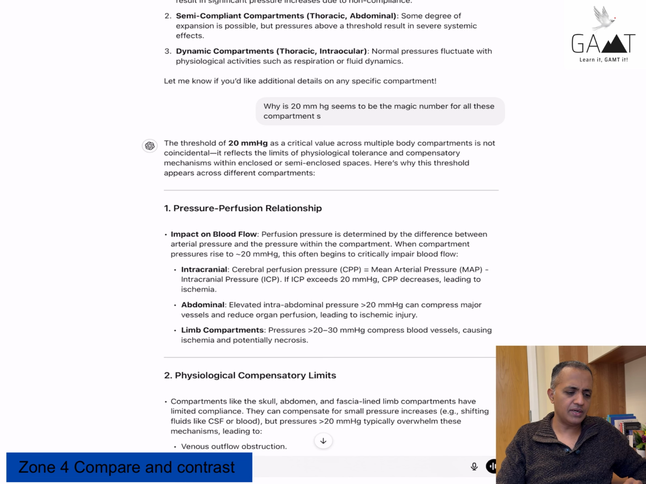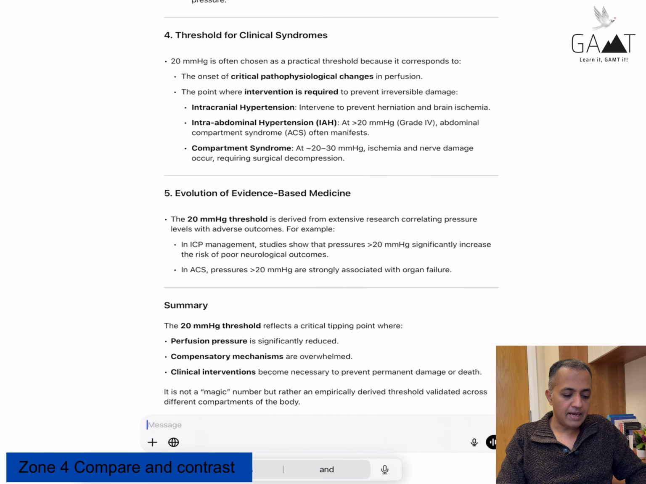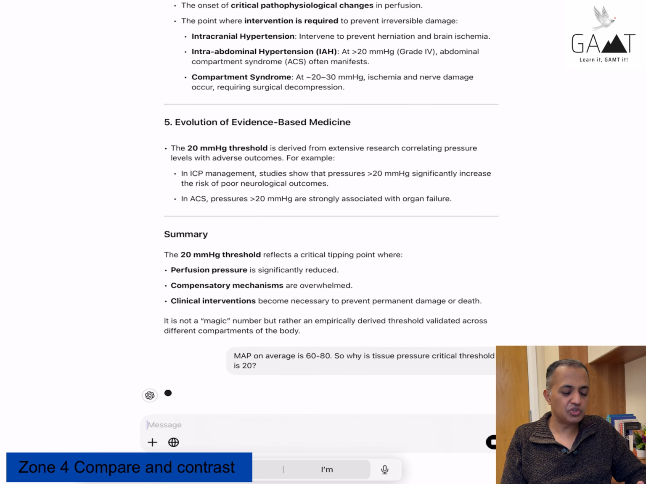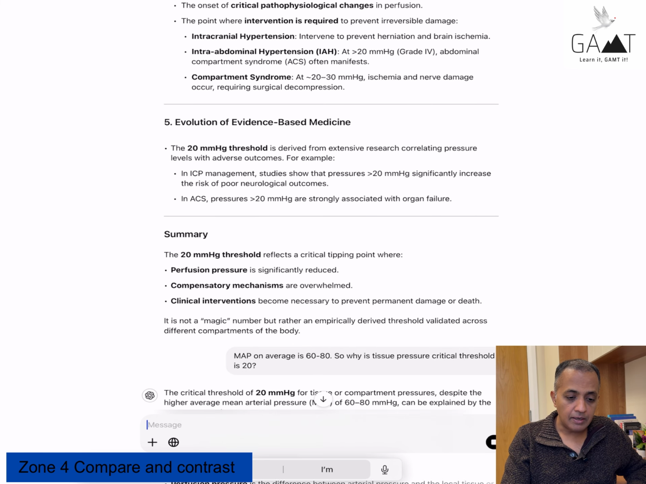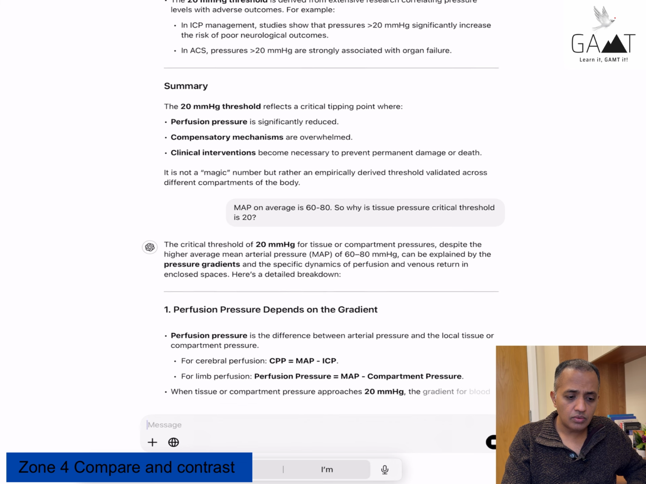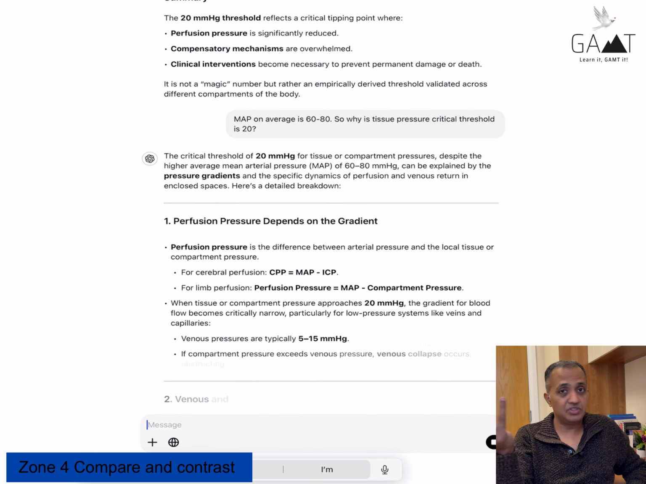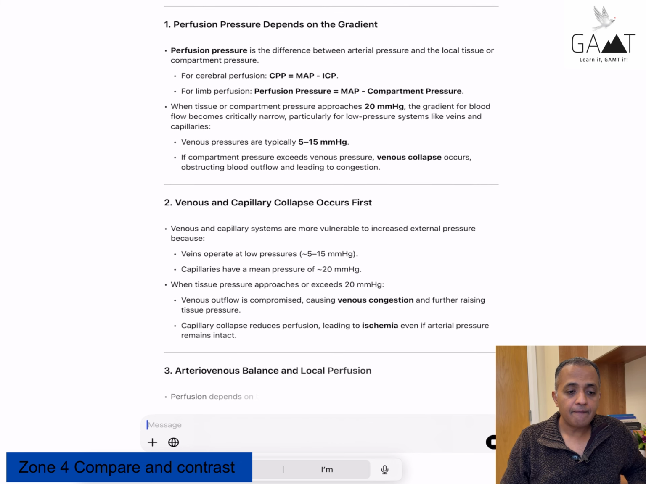Now I have another why question here. MAP on average is 60 to 80. So why is the tissue pressure critical threshold 20? I kind of roughly know the answer already, but I just want to see what ChatGPT says. Okay, so that means venous. Venous, obviously, that's the answer.